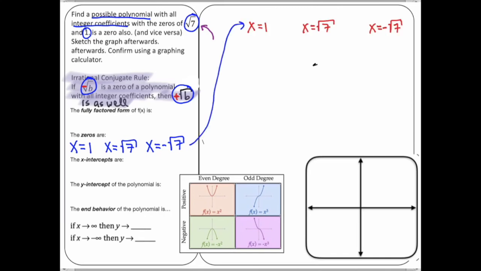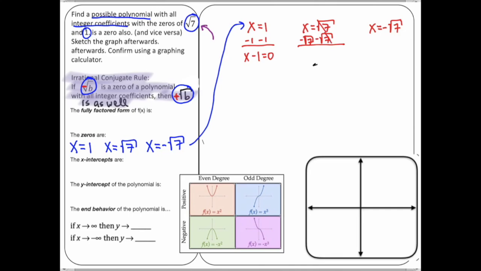Okay, so we are after this fully factored form, and what we're going to do is the same thing that we have been doing in the first couple examples. We're going to get these set equal to 0. Subtract 1 from each side, and that's going to give me x minus 1 equals 0. I'm going to subtract the square root of 7 from each side.